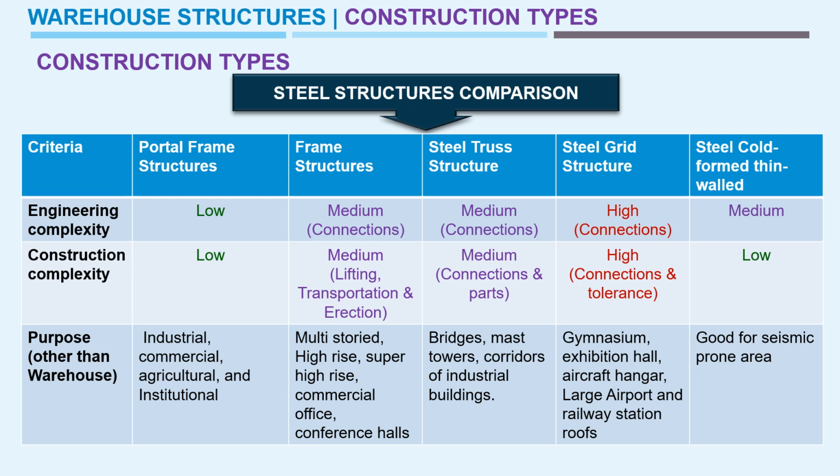And for steel grid structures: gymnasium, exhibition hall, aircraft hangar, large airport, and railway station roofs. For this, steel grid structure is better, because we can go with a large span without any intermediate column or vertical supports. The aesthetic view will also be very good in steel grid.